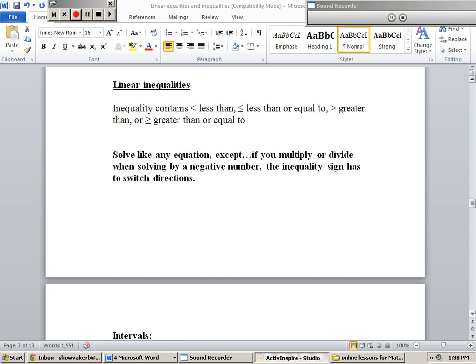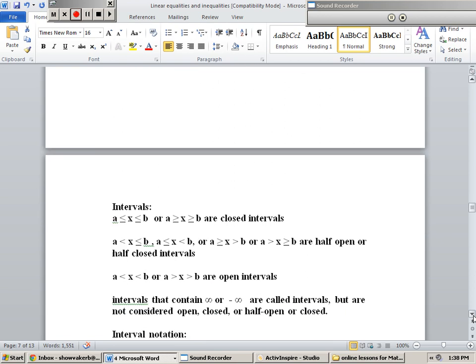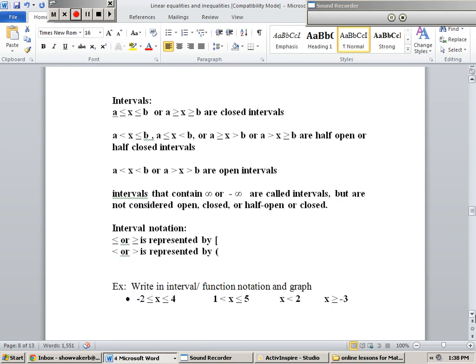Linear inequalities. An inequality contains a less than, greater than, less than or equal to, or greater than or equal to sign. You solve them just like a linear equation, except if you multiply or divide by a negative number at any point on both sides, you must flip the inequality sign. There are compound inequalities, such as x in the middle and you have a max and a min. Okay, these are called closed intervals because both ends are equal to, so they have closed dots.